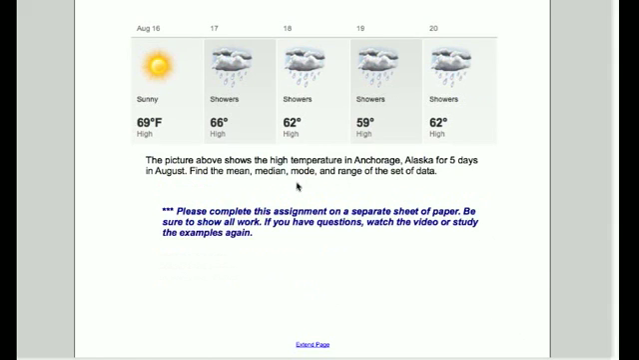Okay, now you can see the temperature for 5 days in Anchorage, Alaska. You are going to find the mean, median, mode, and range of the set of data. Please show all work on a separate sheet of paper, and you're going to turn it in to class. If you have any questions, you can watch the video or look at the examples again. Good luck.